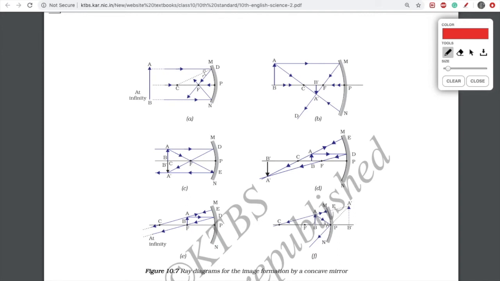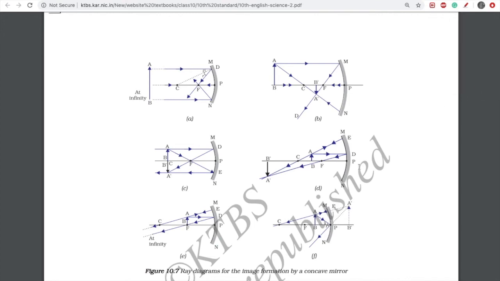Then if it is between the focus and the pole, what will happen? See here, the light ray is going like this, and another light ray is going like this, so these two rays will never intersect outside the mirror, but inside the mirror if you join them, they will intersect. This means that a virtual image is formed inside the mirror, and it is bigger in size, and it is not inverted, it is erect. So in a concave mirror also a virtual image can be formed if you place the object really close to the mirror. Now we have discussed these ray diagrams.